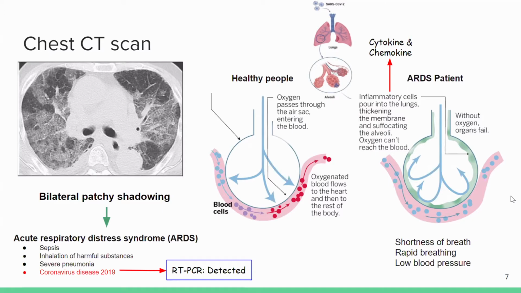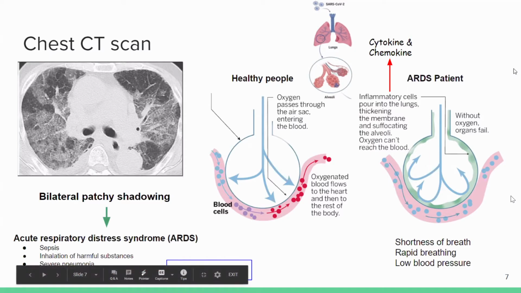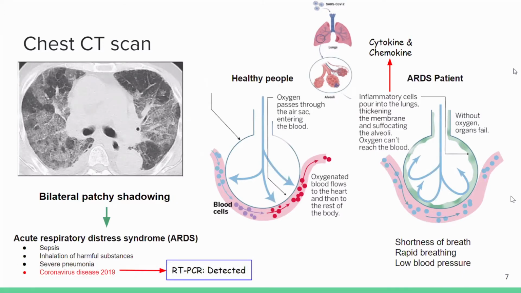This syndrome can be caused by many factors such as sepsis, inhalation of harmful substances, and severe pneumonia. But due to the pandemic spread of COVID-19, it is the most suspected cause of the acute respiratory distress syndrome. And we also confirmed it by reverse transcription PCR.